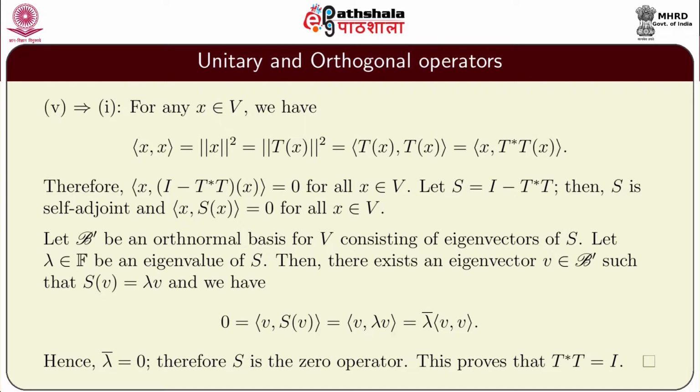For any x in V, we have inner product x x is equal to norm of x square, and that is equal to norm of Tx square, and that is equal to inner product Tx Tx, and that is the same as inner product x comma T star Tx. Therefore, inner product x comma (I minus T star T)x is 0 for all x in V. Let S denote I minus T star T. Then S is self-adjoint, and inner product x comma Sx is 0 for all x in V.